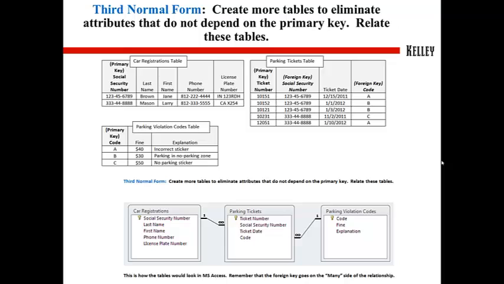In terms of Microsoft Access, visually at the bottom of this slide, this is what this relationship looks like. We have car registrations that are related to many parking tickets. We have parking violation codes that occur on many parking tickets. So we have two of these one-to-many relationships. But we are now in third normal form, and we have created a well-designed database.